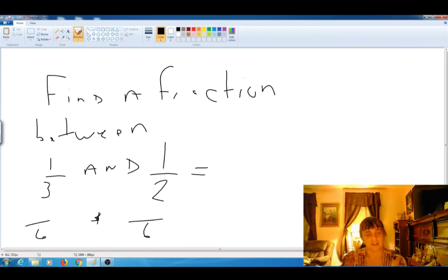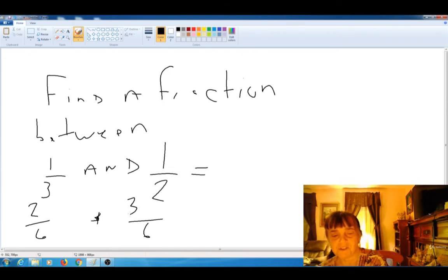All right, 1/3 is how many sixes? 6 into 3 is 2. 2 times 1 is 2. 6 into 2 is 3. 3 times 1 is 3. So it's a number between 2/6 and 3/6. And there's no number between 2 and 3, but we could have a higher multiple of 6. Let's say that's 12. Okay, make it 12.